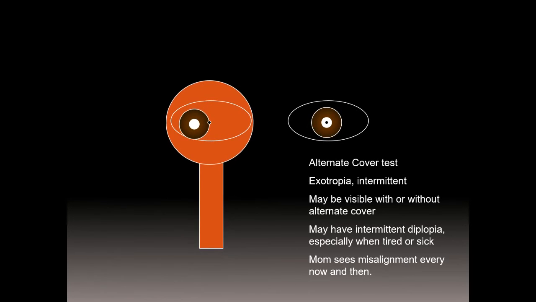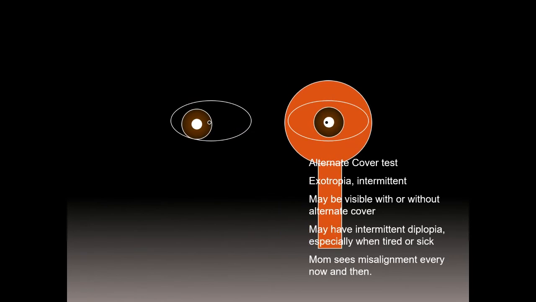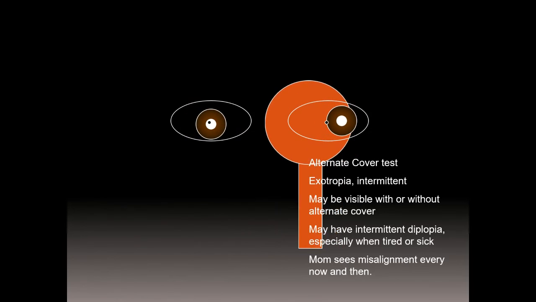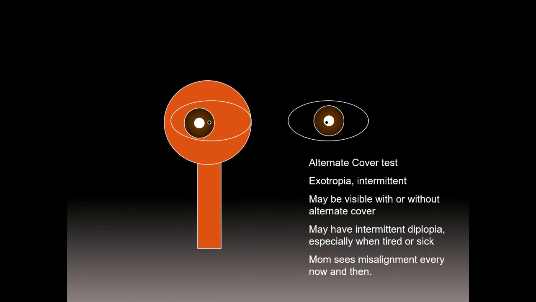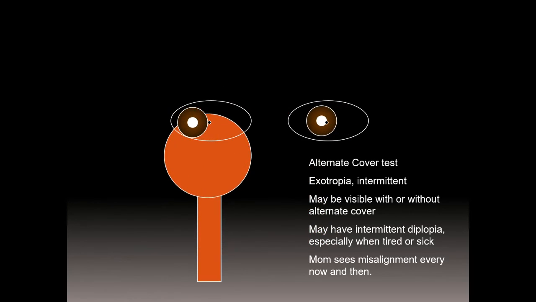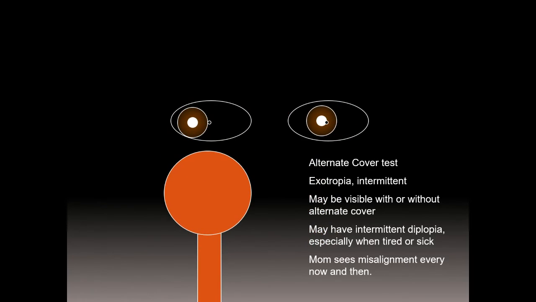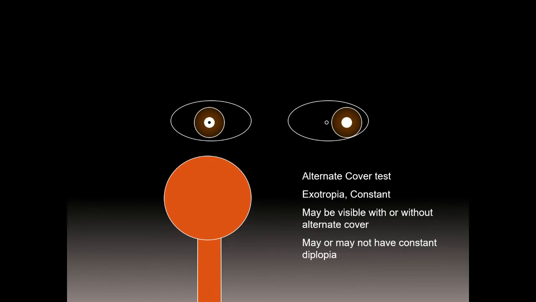Now we covered this eye and it went out, then we did the alternate cover test, we covered the other eye, and then we covered this eye. So this is the alternate cover test in cases of intermittent exotropia or when there is no deviation.